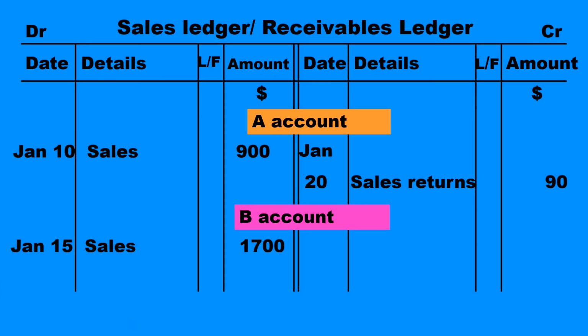Let us see now how to record it in the account of B. We already have in the sales ledger, receivables ledger, the account of A and the account of B, whereby on the debit side we've got sales 1,700, and we record the sales returns on the credit side, January 25th, sales returns 170. So this is an example where we have both the credit sales and sales return. How do we record after trade discount?